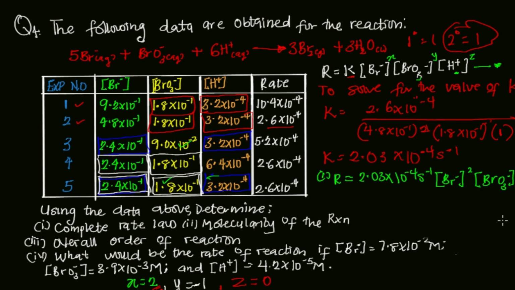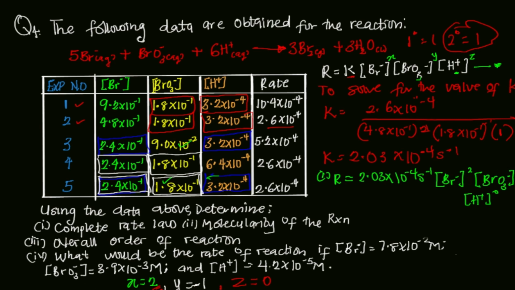That simply shows that the order of reaction with respect to hydrogen ion is 0. The order of reaction with respect to bromate ion is minus 1, and the order of reaction with respect to bromine ion is 2, right? In case you don't see this hydrogen ion, let me put it downward here: H plus raised to the power of 0. So that's what we have. This is the complete rate law for this reaction, and that's it.